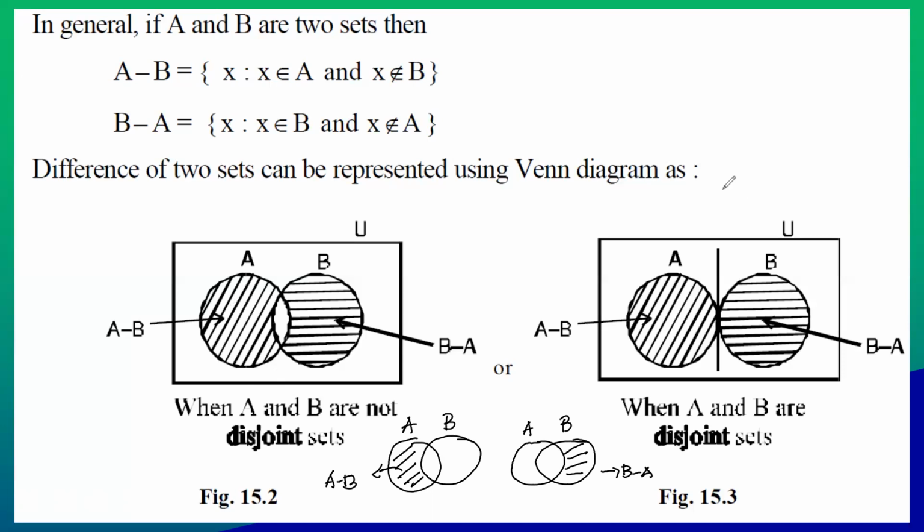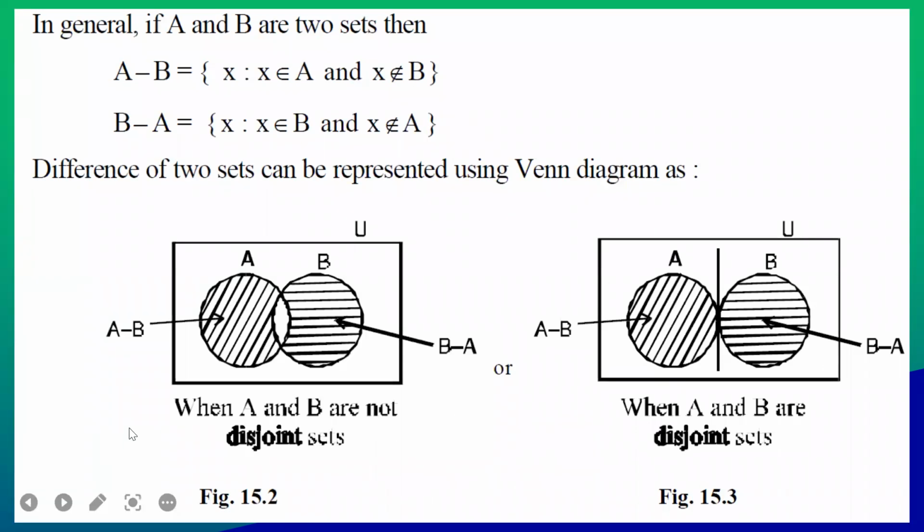Then, when A and B are disjoint sets, naman, pag magkahiwalay naman sila, this is set A and this is set B, A minus B, ano yung mga elements ni A na wala kay B? Dahil wala namang intersection itong buong A. Pag naman B minus A, ano yung mga elements ni B na wala kay A? Dahil wala namang sila intersection, itong part ng B minus A.